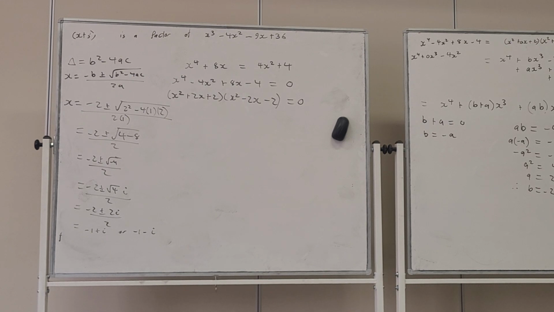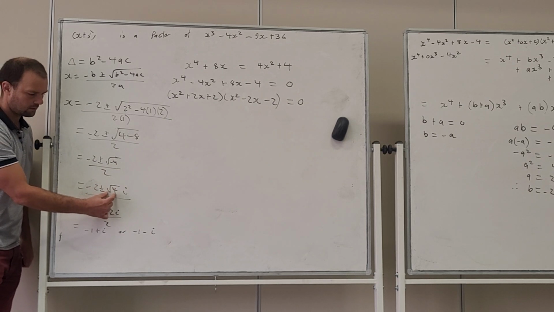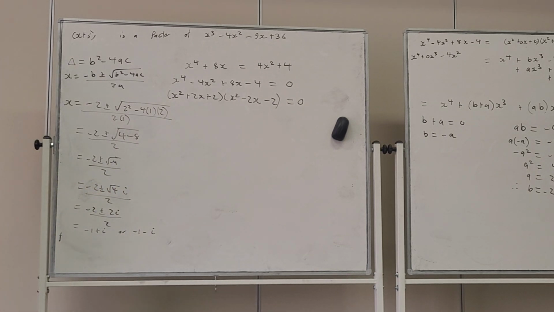Minus 1 plus i, or minus 1 take i. Okay, that's sort of the extent of complex numbers that we need to remember. Just that square root of negative 4 can be expressed as square root of 4 times i. Okay, let's do it for the other one as well.